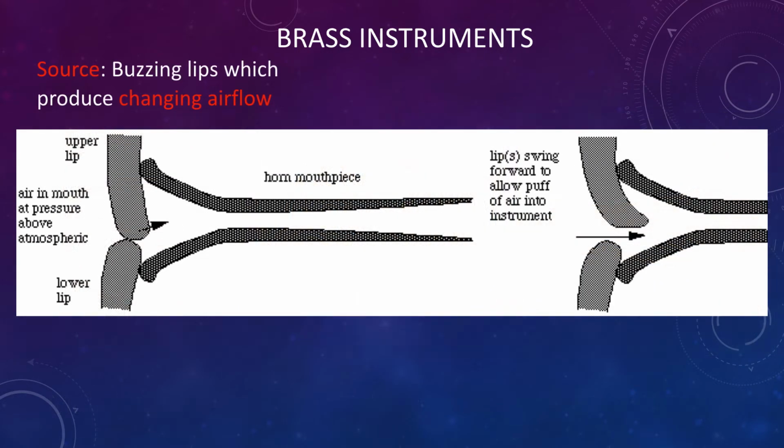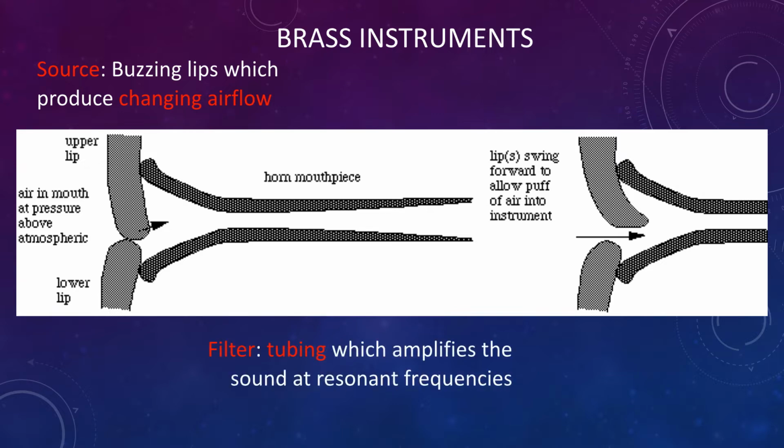The source of the sound is a changing airflow caused by the buzzing lips. The filter is the tubing of the instrument, which amplifies the sound at resonant frequencies of the tube. The buzzing lips allow pulses of air to flow. And as we learned in Module 11.1, pulse waves contain all frequencies, so they are a good sound source.